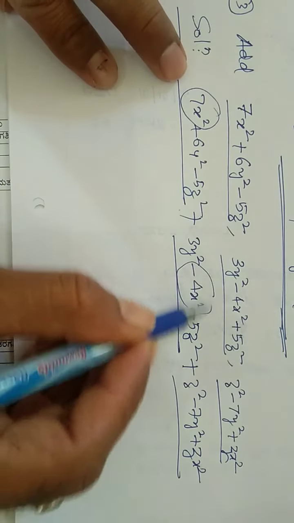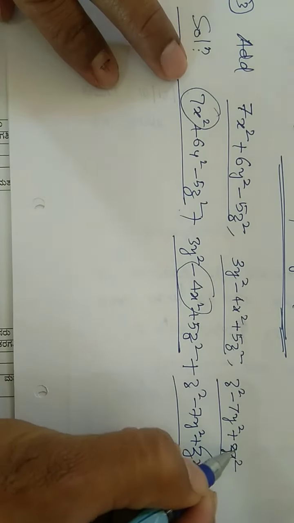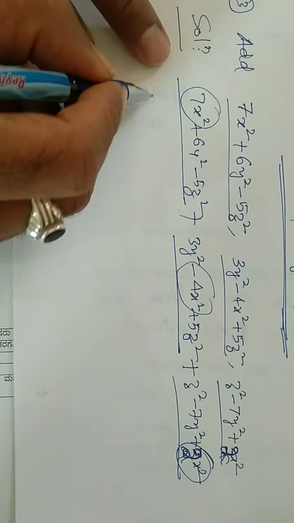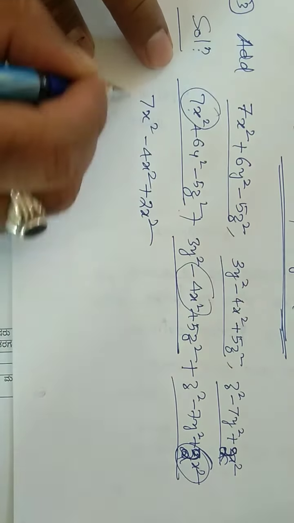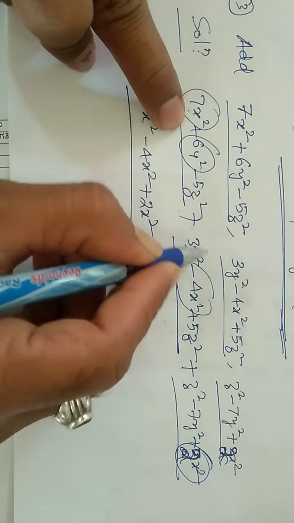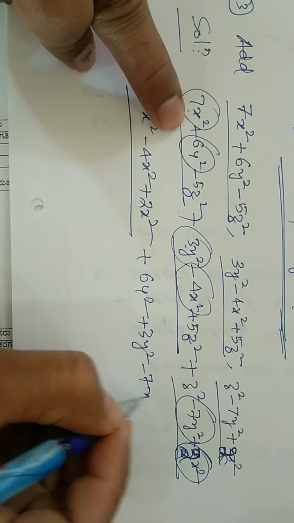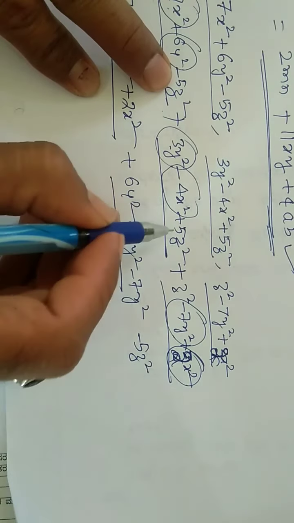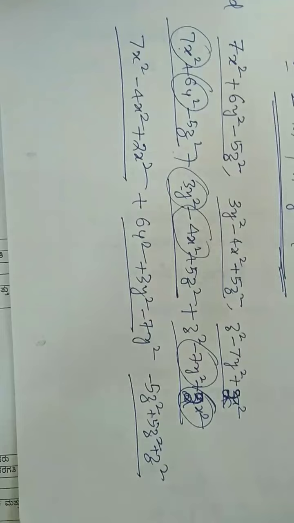7x square minus 4x square and 2x square, these are the like terms. We have to extract 7x square minus 4x square plus 2x square. So these are the like terms we have extracted. Then 6y square plus 3y square and minus 7y square, these are the like terms we have extracted. And what is remained? Minus 5z square plus 5z square plus z square. These are the like terms we have made into groups.